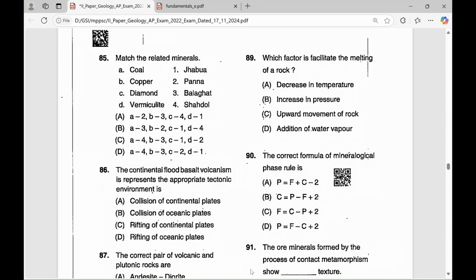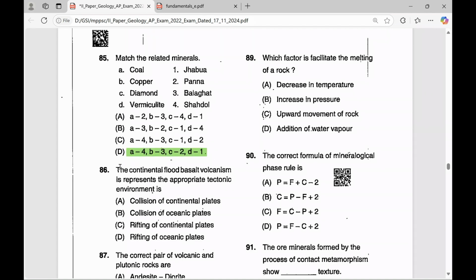So the next question, match the related minerals. Coal, copper, diamond, vermiculite, and the places Jhabua, Panna, Balaghat, Shahdol. I think these places are in Madhya Pradesh, right? So one is very easy, that is diamond. Panna ki tamanna hai ki heera mujhe mil jaye. So diamond is Panna, right? So C is 2, that is for sure. We have the answer already.